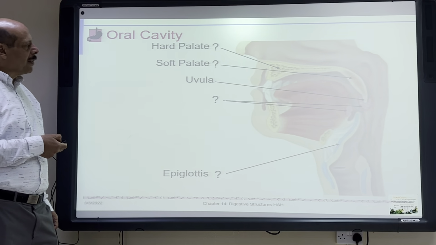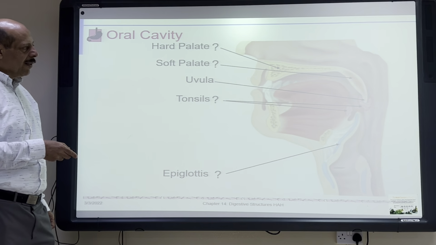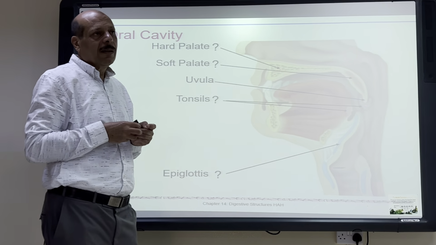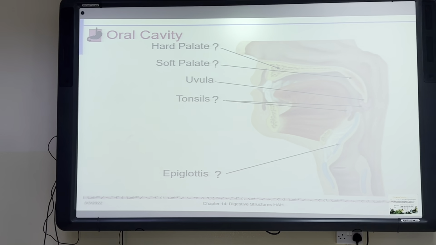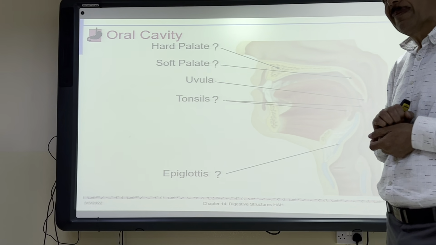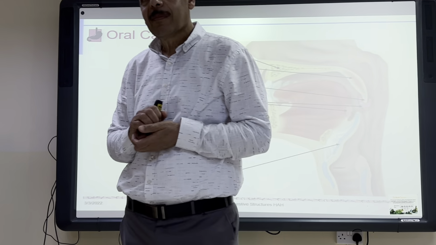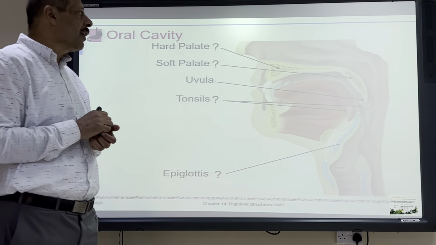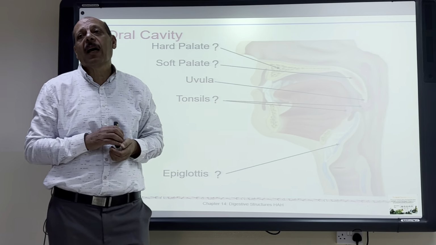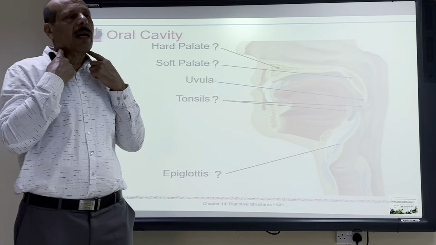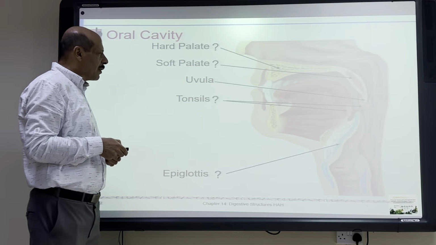And here, what's that? Those are the tonsils. Is the tonsil related to the digestive system? So it is related to which system? Lymphatic. Yes. So the tonsils are from the lymphatic glands. They are present in the throat at each side. Those are the tonsils.